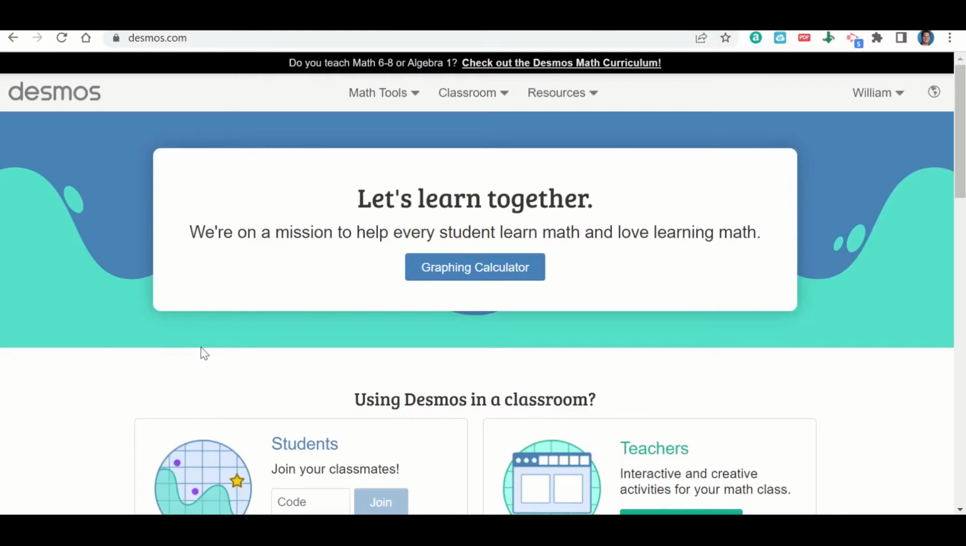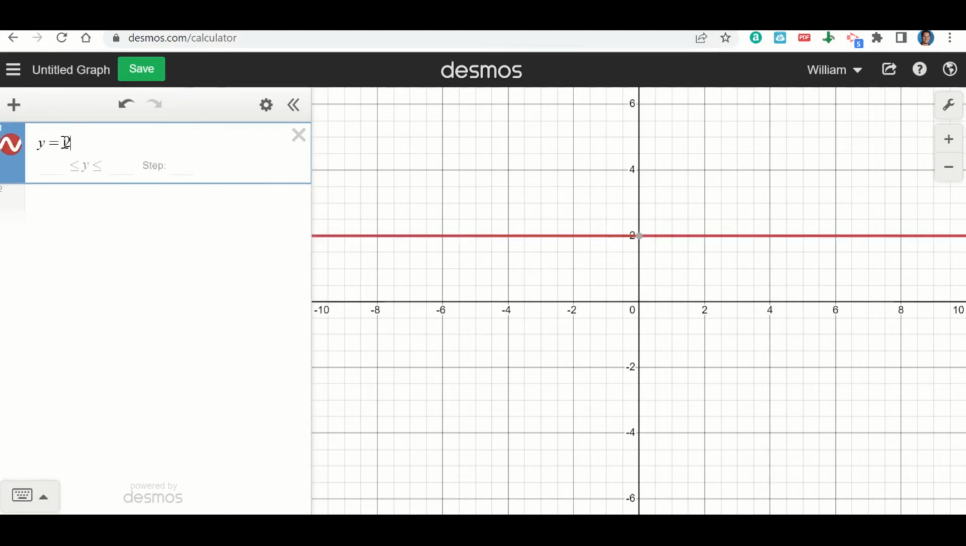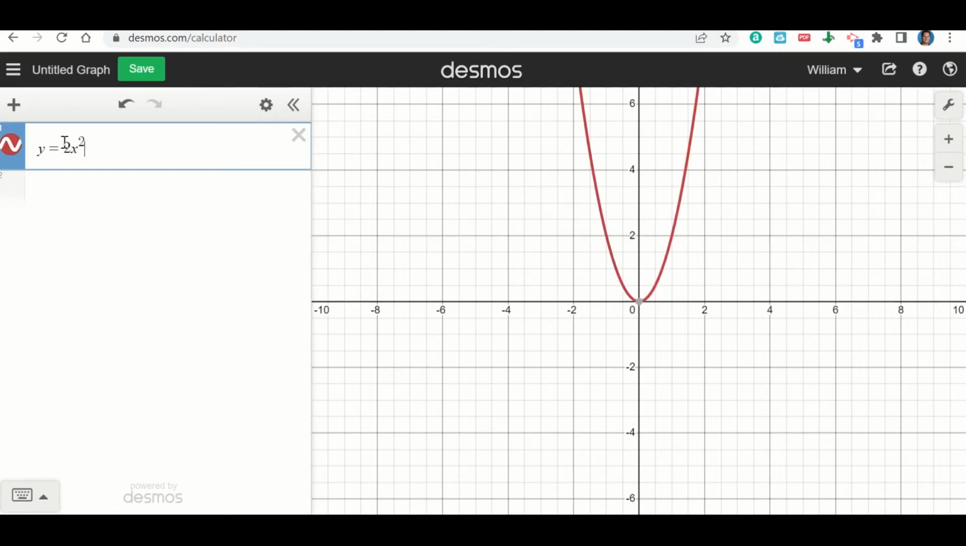Let's talk now about how we can use Desmos to check our work when dealing with quadratics. So first thing we need to do is go to desmos.com right here, and we're going to go to where it says Graphing Calculator. And this should take us to a page that looks like this. And now on the left side, we can enter the equation for our quadratic. So let's say it's y equals 2x squared minus 4x plus 5.